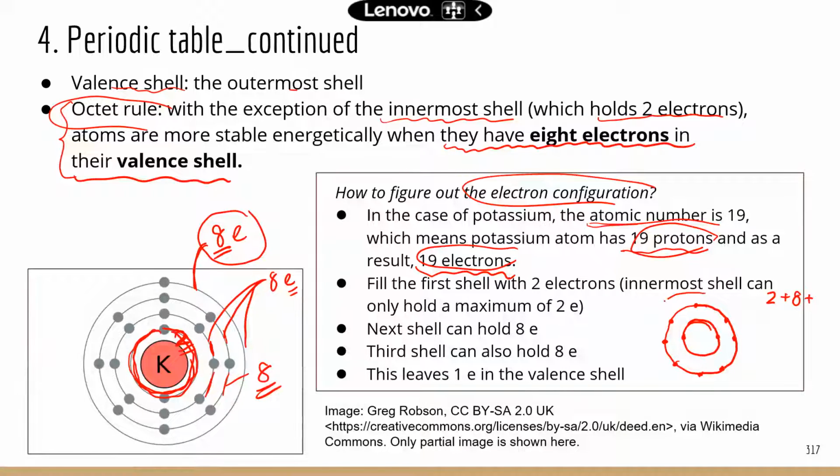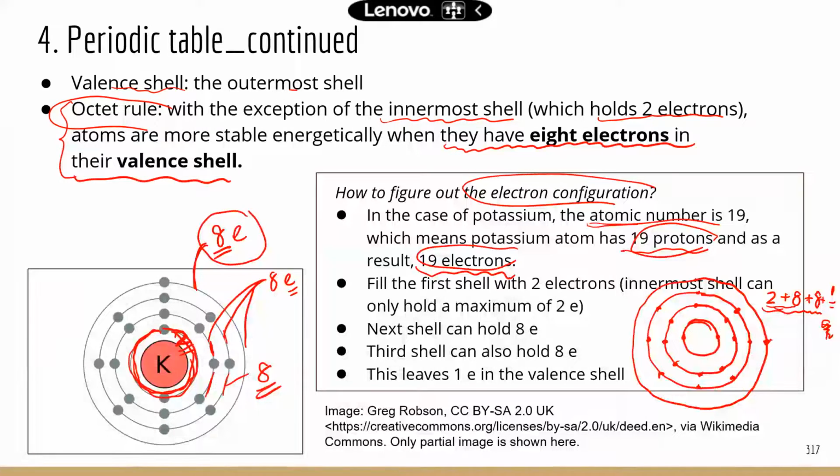Okay, now let's fill the next level. We have 19 in total. We have used the 10, so we still have 9 left. That means we can definitely put the maximum number of 8 in the next shell. Right, so we're going to do 8. And this leaves us just 1, right? So this is 18. So that means we have 1 electron that we need to assign to an electron shell. So we need to draw another shell, but this shell, unfortunately, has only 1 electron.